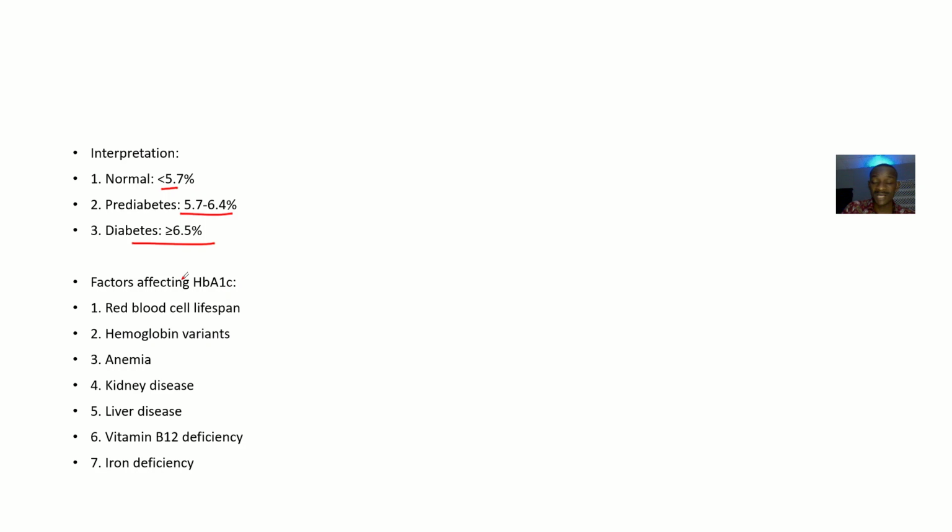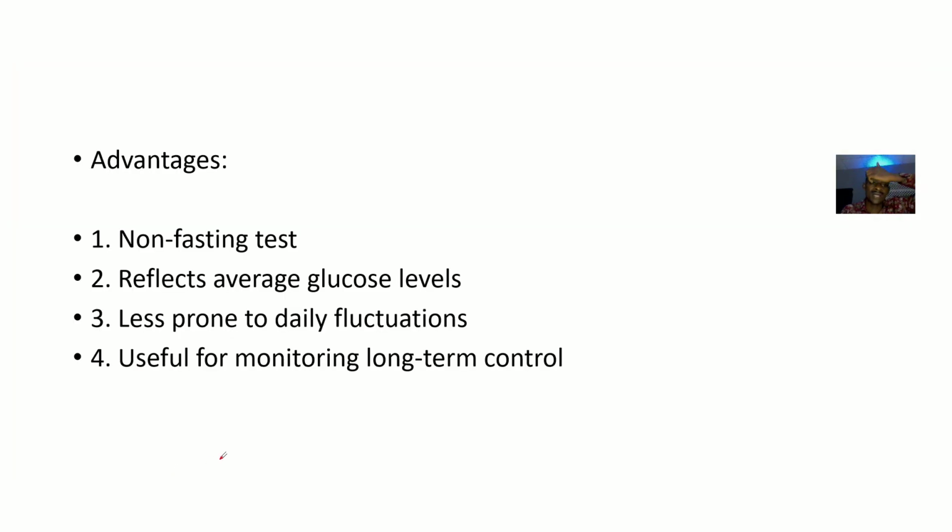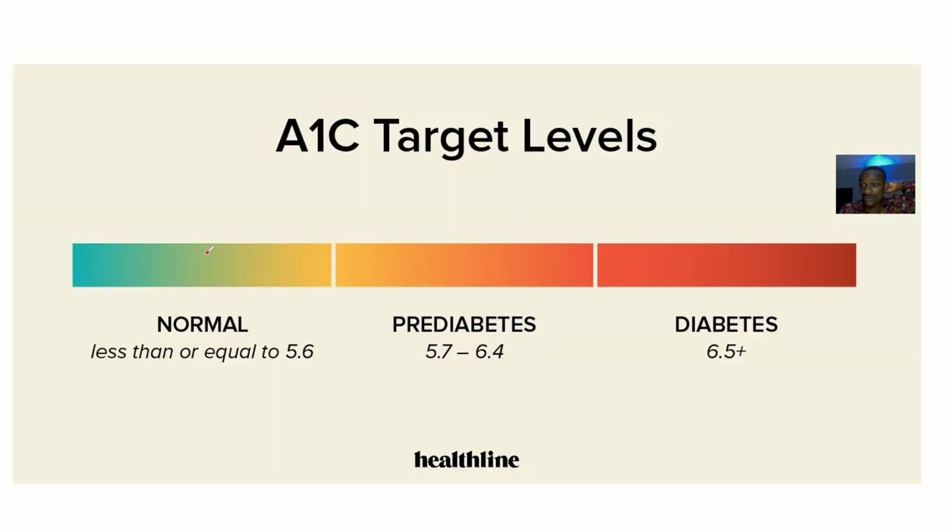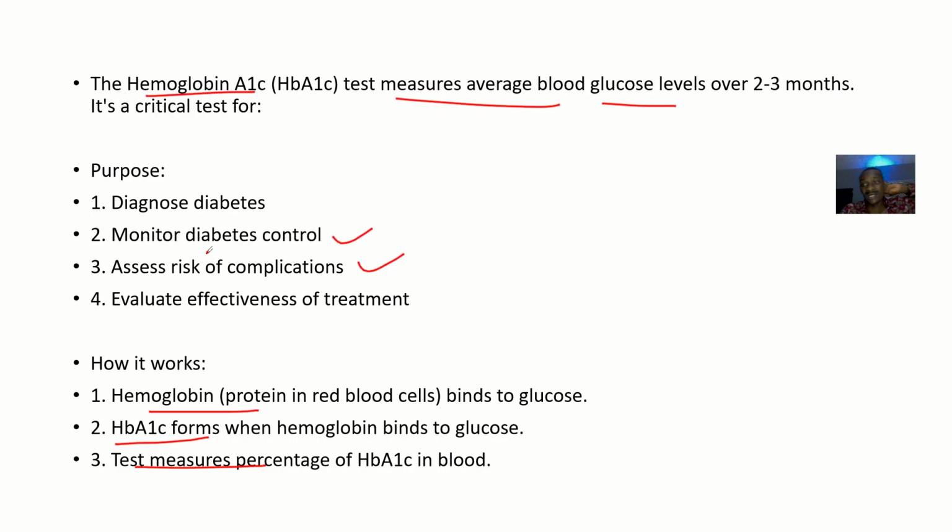So what are the factors affecting how hemoglobin combines with glucose? It could be red blood cell lifespan, could be hemoglobin variant, could be anemia, could be kidney disease, could be liver disease, could be vitamin B12 deficiency, could be iron deficiency. Okay. So what are the advantages? Just the advantages of the test. Of course, the test will help us diagnose any glucose related problem.